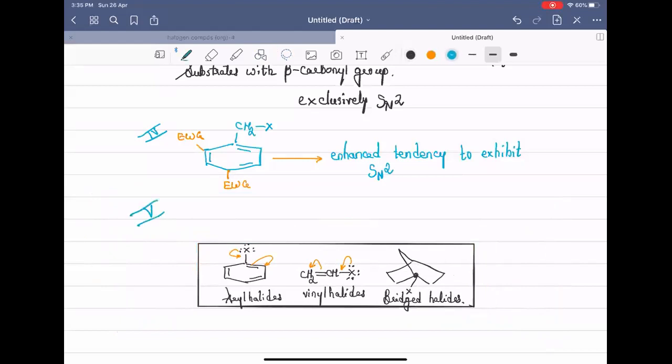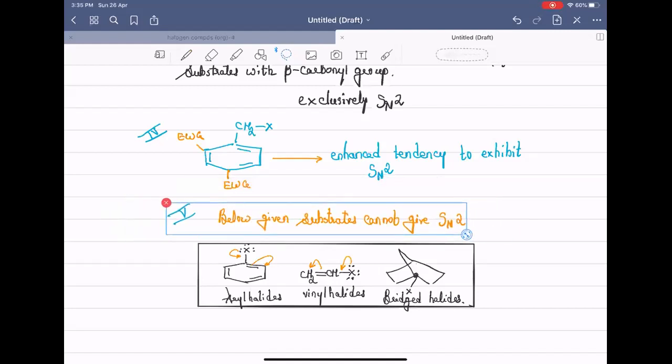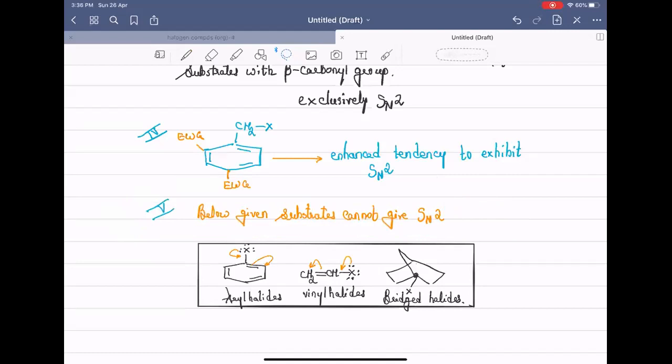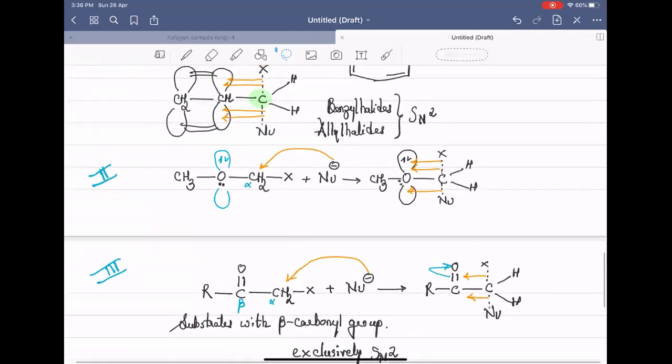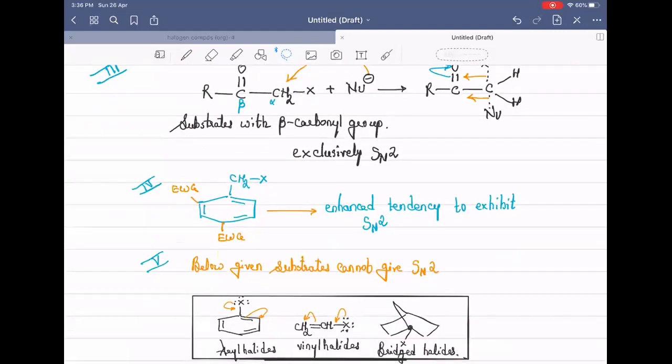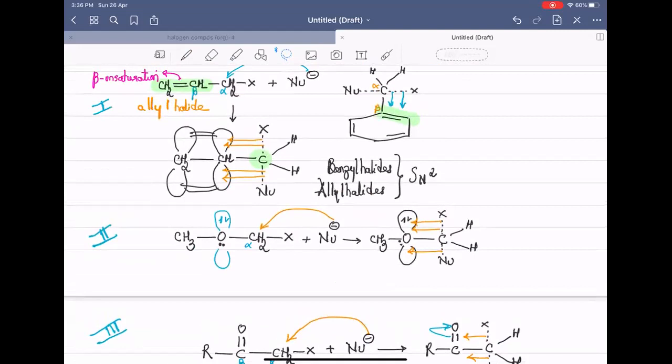This is the fifth point. The below given substrates cannot give SN2 or even any other substitution reaction, but because I'm doing SN2 here, I may say they don't give SN2, okay? This is in general observed, you always have some exceptions. So five different substrates where SN2 can take place, and some of them where SN2 cannot take place. I have given you all of it. You just have to go through it and understand it. In my notes, I have written every bit of it.